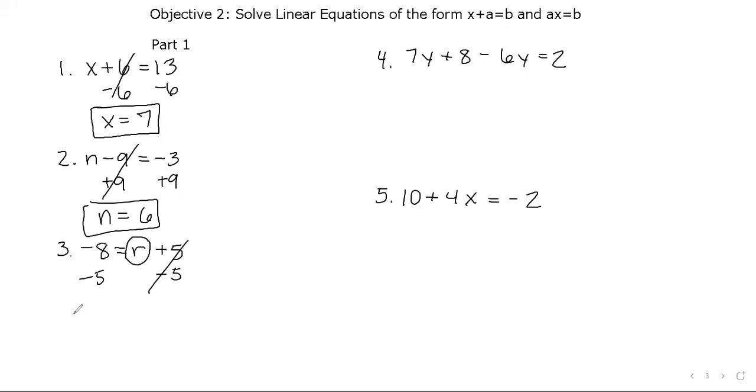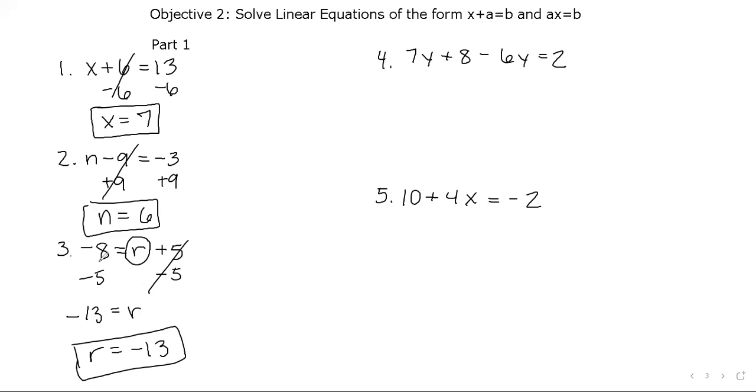And if you say this is negative 13 equals r, that is technically not wrong, but I want you to rewrite it like this, okay? Let's get in the habit of writing our solution like this with the variable first, okay? So this is going to be r equals negative 13.